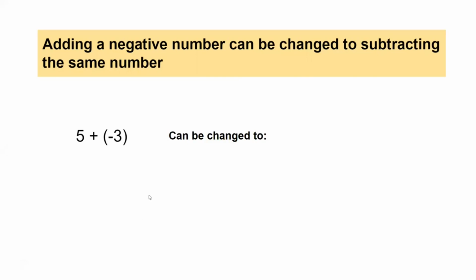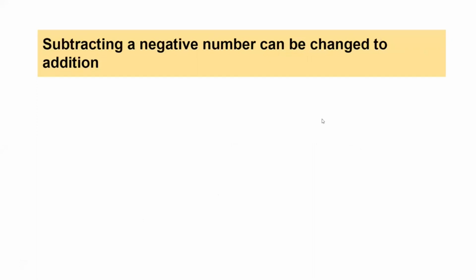This can be rewritten or changed to 5 minus 3. And I think we would all recognize that the answer to 5 minus 3 is the number 2. So when you see a negative number being added, you can convert it to subtraction.